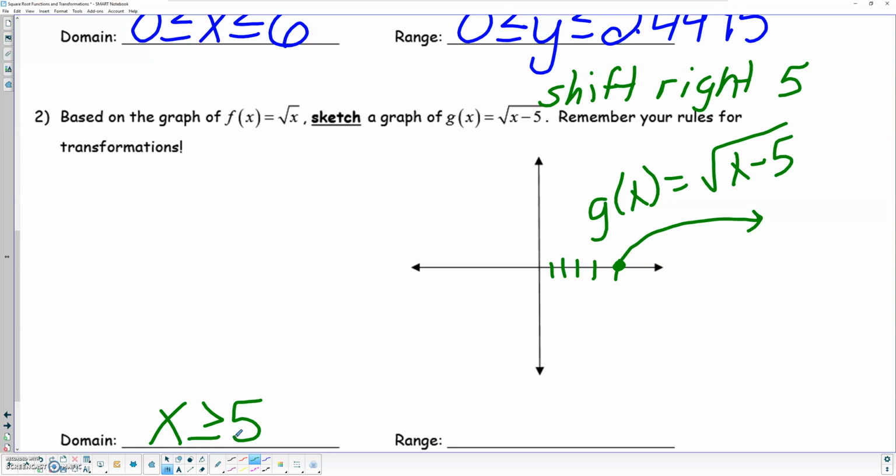All right, your range is your y values. All right, kind of like being on an elevator, how high and how low your graph goes. So this keeps going to the right, but it also slightly keeps getting higher and higher and higher. So the minimum y value we have is 0. So our range is all values where y is greater than or equal to 0.